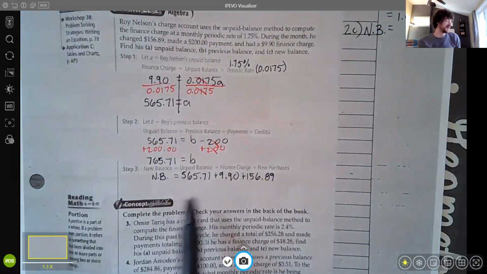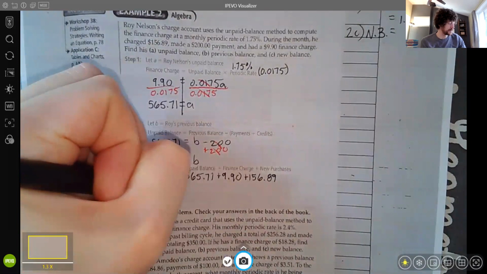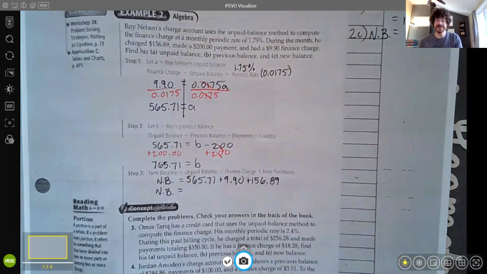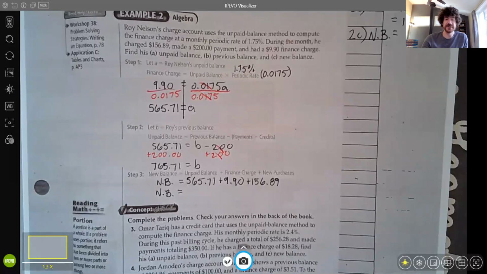So the previous balance does not factor in here because we've already taken care of all of that to make this work. So NB, new balance, equals $565.71, plus the $9.90 finance charge, plus new purchases of $156.89, gives us a new balance of $732.50.